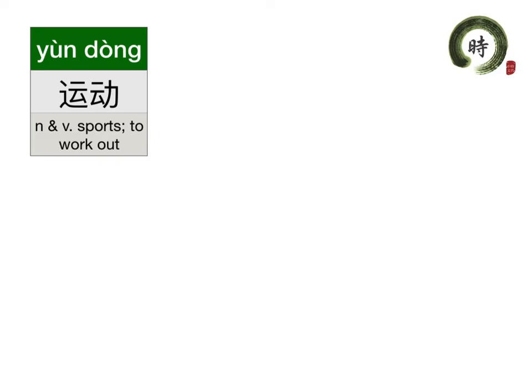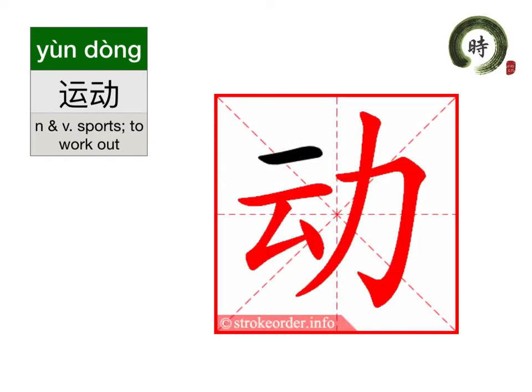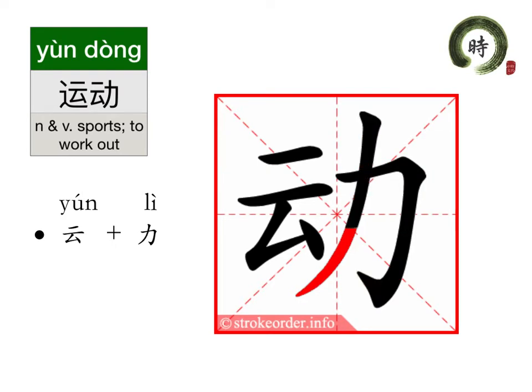好的。And the second character here is 动. 动 itself means move. It is also composed by two parts. So on the left, it is 云, and on the right, it is 力. 力 means power. So if cloud gets some power, they can move. Now, let's see how to write 动. Good. 运动 can also be a verb.